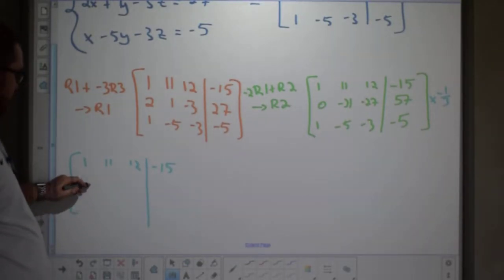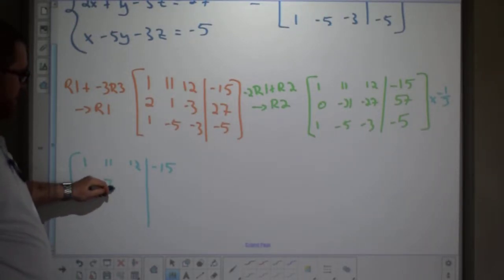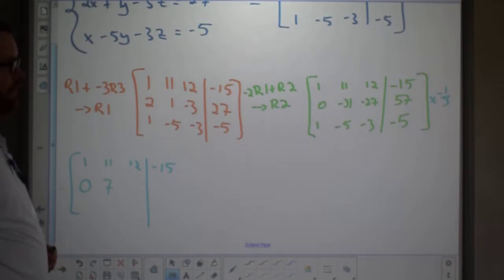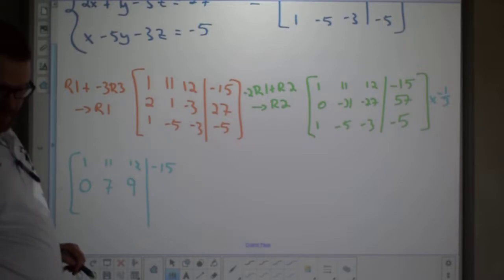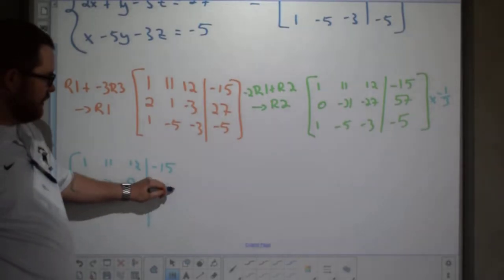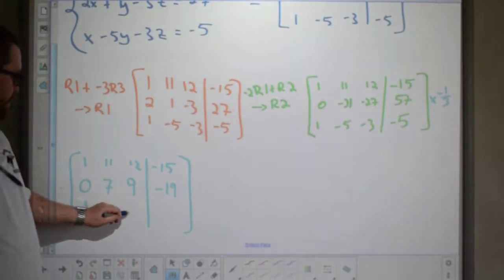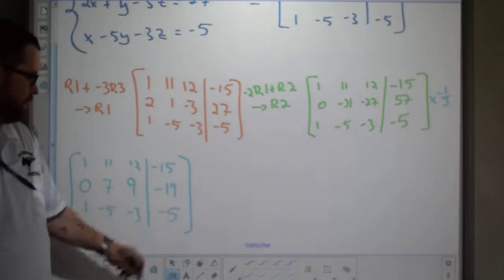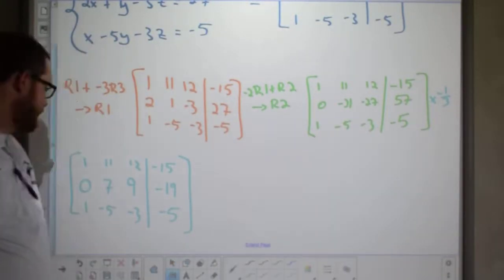So if I multiply 0 by negative 1/3, I get 0. Negative 21 times negative 1/3 will give you 7. Negative 27 times negative 1/3 will give you 9. And negative 57 times negative 1/3 will give you negative 19. And again, a calculator can help you there if you get stuck with the arithmetic. That step, again, wasn't necessary, but it's nice to have something a little bit easier.